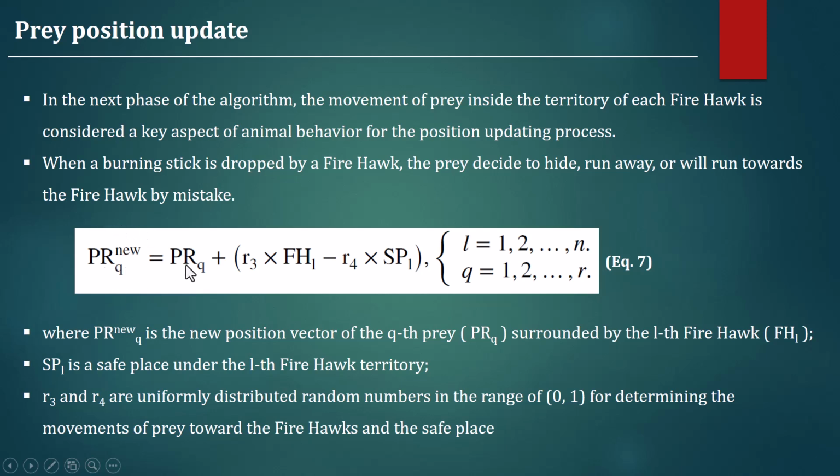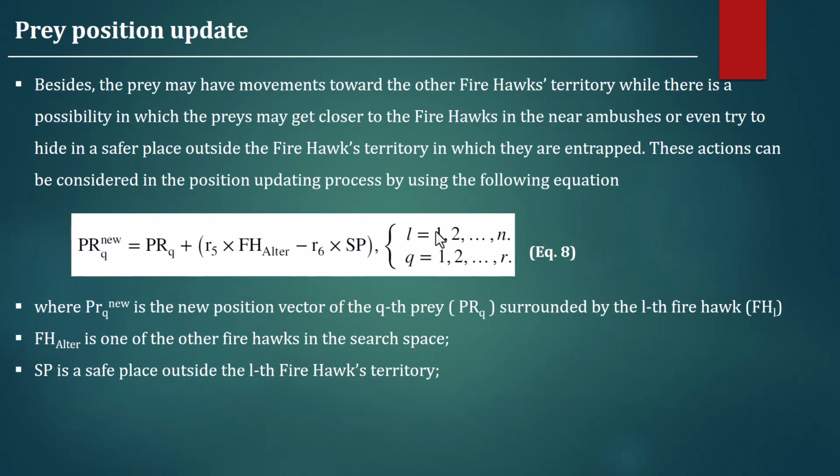We are also updating the prey position, because when the firehawk drops the sticks, the preys will move around. The new position of the qth prey is given by its old position plus R3 into FHL. R3 and R4 are random variables again. FHL is the lth firehawk position, and SPL is the safe distance from that firehawk. If a prey is very close to the firehawk, then the distance is not safe. SPL is an average of all the preys, because whenever there is a safe place, all preys will move together and come under that place. So we are taking the average of those positions.